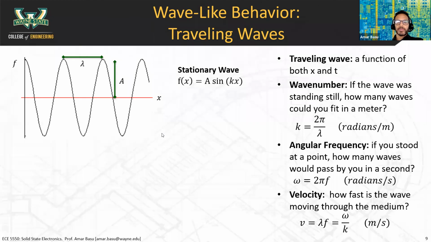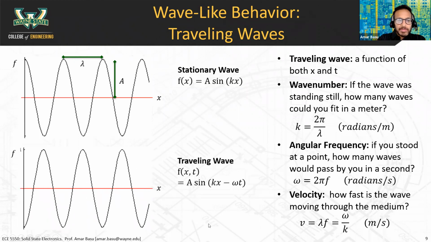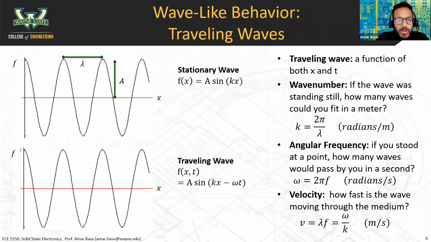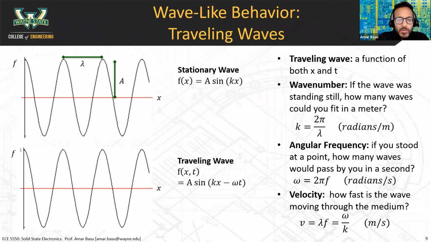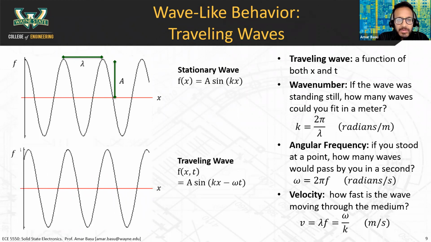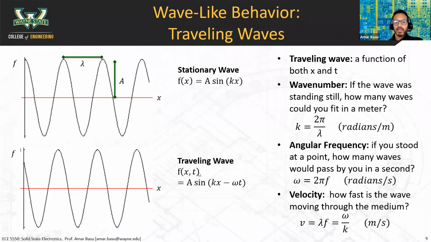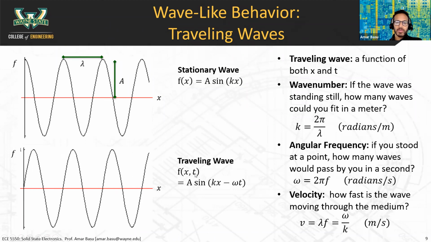So that's a stationary wave. Now a traveling wave looks like this. Just imagine that same wave that we had there, but now that wave is moving through space. It's moving at a specific velocity. So this f of x equation, which was just a function of x, is now a function of x and t both. All right, does that make sense, hopefully?